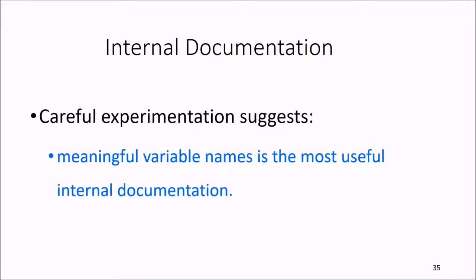So you have to be very careful, and if you experiment with it carefully, then a meaningful variable name is the most useful internal documentation. If you have a meaningful name, like if you want to add two values, you can use add two values. If you want factorial, you don't use fact or something, use the proper factorial name.